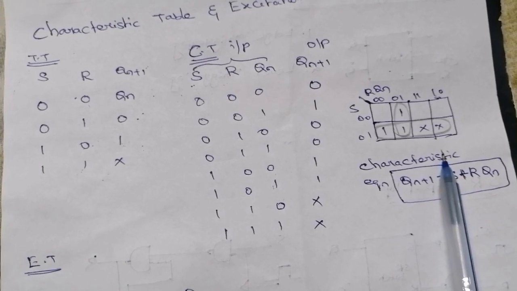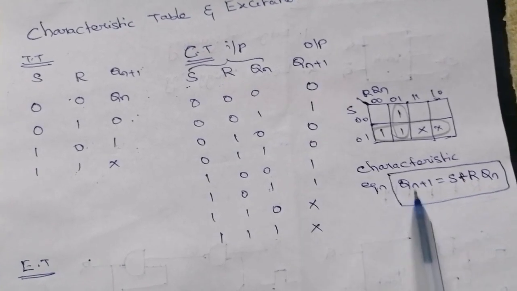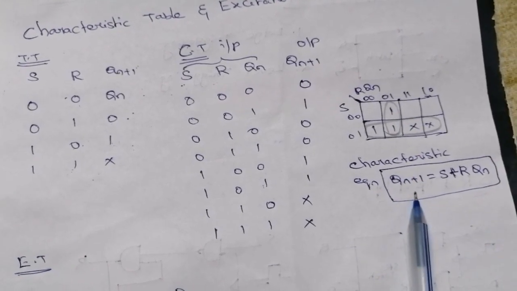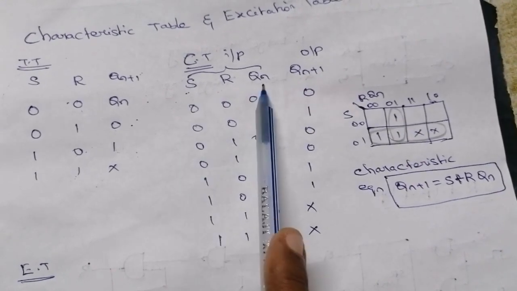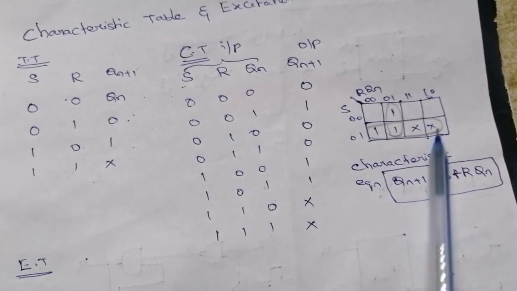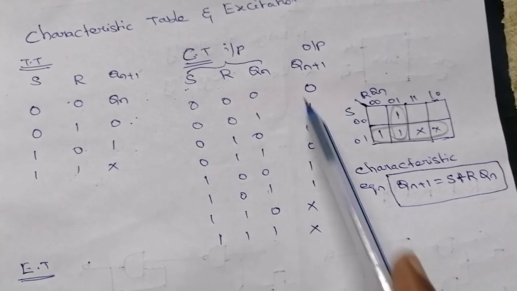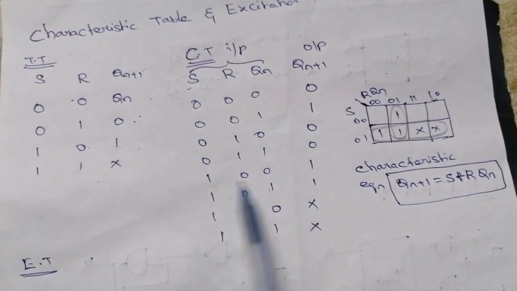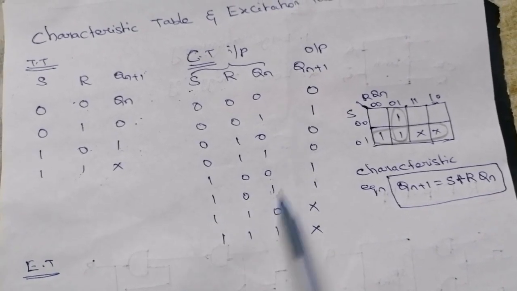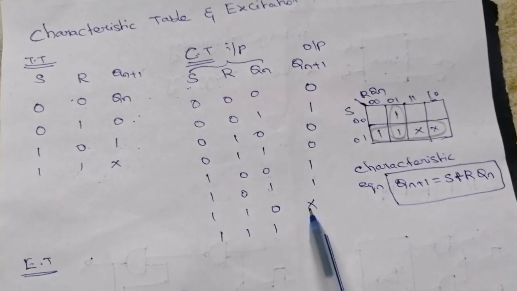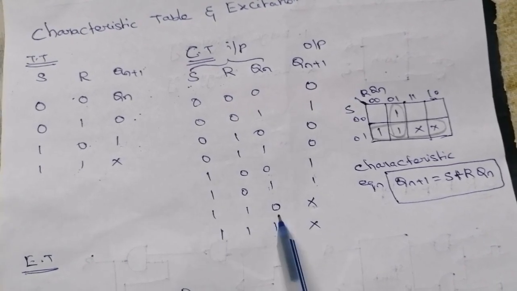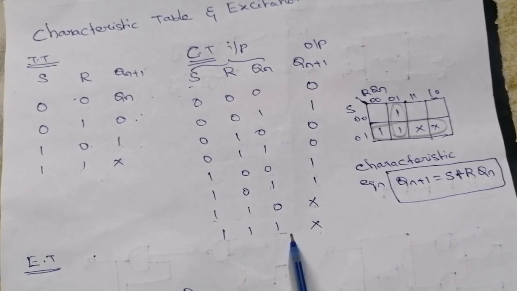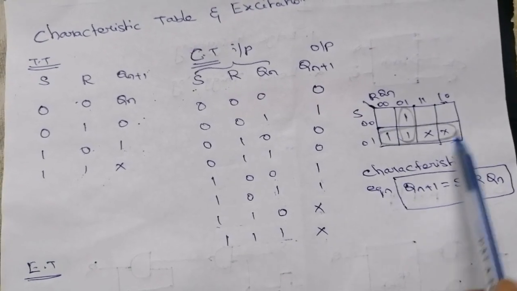Next, the characteristics equation, which is nothing but the output variable Qn plus 1. Using a K-map, it is easy to find the characteristics equation. For the K-map, the inputs are totally 3 variables, so here we are using a 3-variable K-map, right? The next state output is 1 for the conditions 4 and 5, and the don't care outputs are the combinations 6 and 7, right? So we have to substitute these in this K-map.